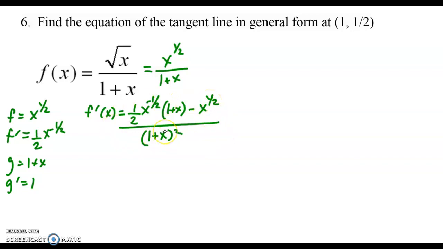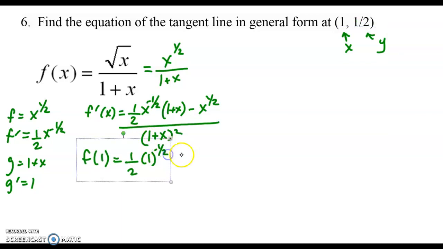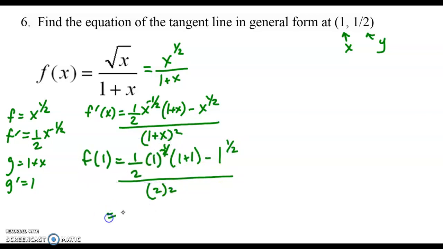Now, no need to reduce this and go to all that work. We know that the spot here, x is going to equal 1 and y equals a half. So let's find the derivative at 1. So everywhere we see an x, we're plugging in a 1, which is nice. 1 plus 1, this will be 2 squared at the bottom. Okay, so pause there and find your answer.